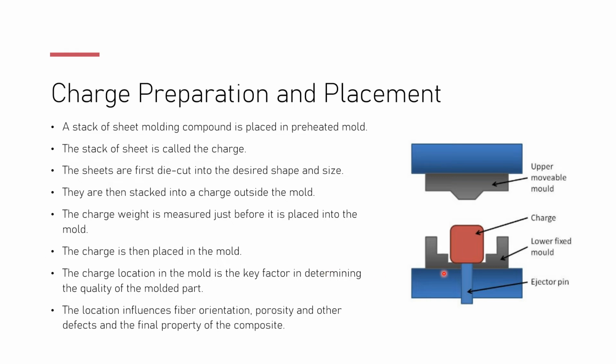The charge location in the mold is the key factor in determining the quality of the molded part. The location influences fiber orientation. Again, don't forget how important the fiber orientation is for the strength of the shaped material. It also affects porosity and other defects, and the final properties of that composite. So here you can see the charge in the lower fixed mold, and the upper movable mold is going to be held right there when you're preparing your charge.